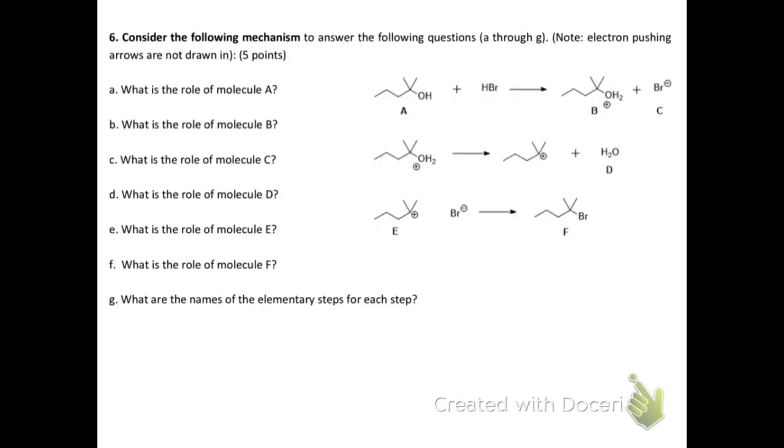This next question asks us about the different roles of the different molecules in this reaction, and then asks us to figure out what each elementary step is. So let's go through and figure out the roles on each of these. Molecule A. So we start with A. A is used up and it's never reformed. So anything that only appears on the left-hand side of a reaction is a reactant.